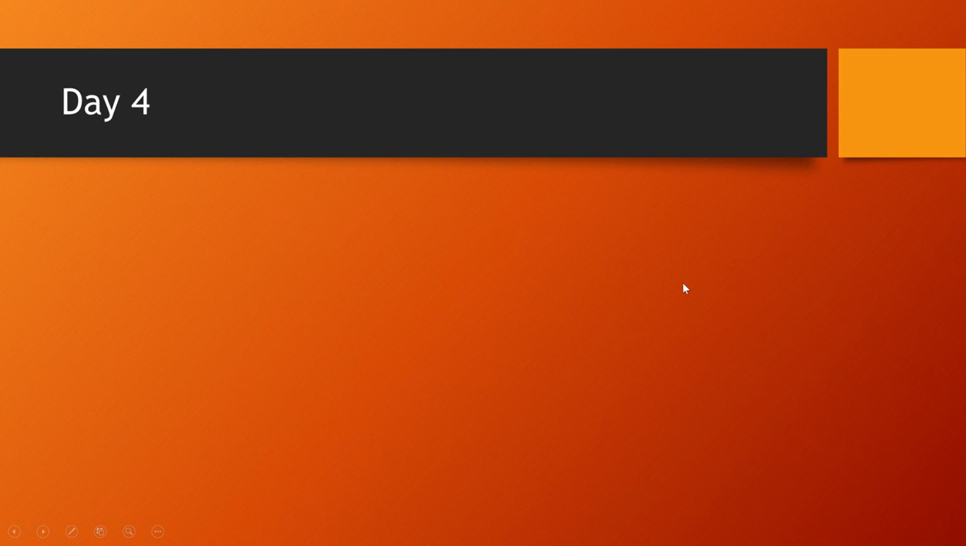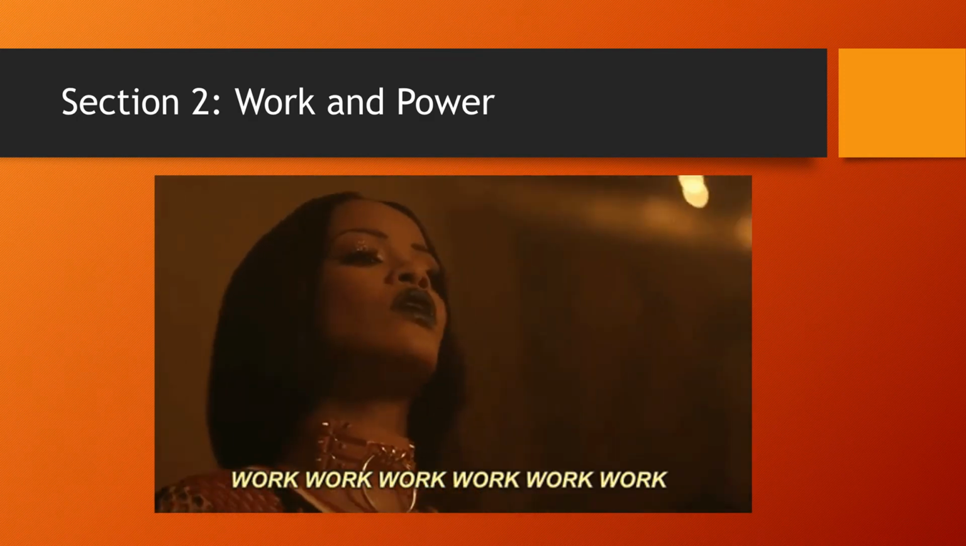Hi everybody! We are continuing on with our chapter about energy, work, power, and simple machines, chapter 6. We are going to be starting on a new section today because you guys just had your quiz. And this section is called Work and Power.